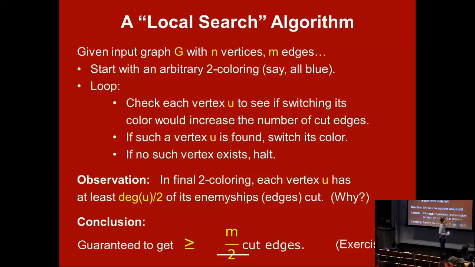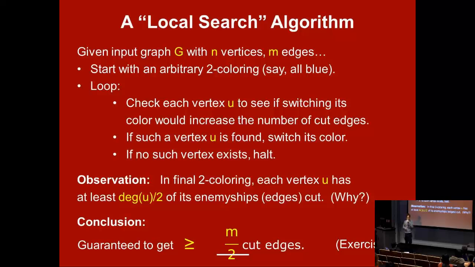Okay, so then you may want to ask yourself, is it a good algorithm? So here's an interesting observation about this algorithm. Let's say you run this algorithm, it goes for a while, and finally it halts. It has some two-coloring. I claim that for every vertex u, if u looks around to see how many of its enemies' ships got cut, it's at least half of its degree. So it's cut off from at least half of its enemies. So why is that true?